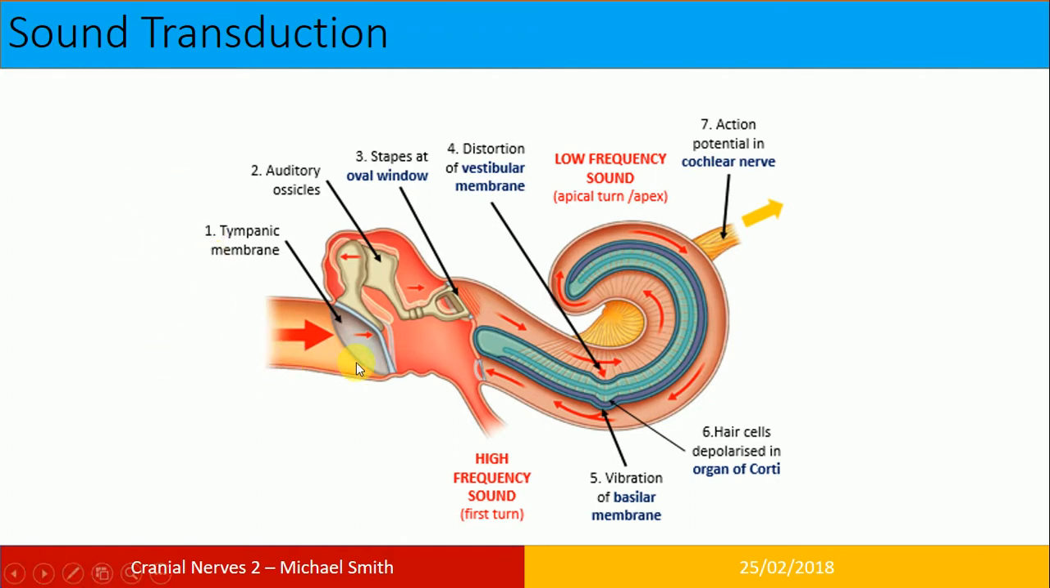So the way sound travels to the organ of Corti is it travels through our outer ear to our tympanic membrane, and then it travels through our malleus, incus, and stapes. The stapes connects to the oval window and causes distortion of our vestibular membrane as it passes through. And then this distortion of our vestibular membrane, as we said, sits close to our tectorial membrane and basilar membrane. And that will depolarize the hair cells in our organ of Corti, which will cause the activation of an action potential in our cochlear nerve.